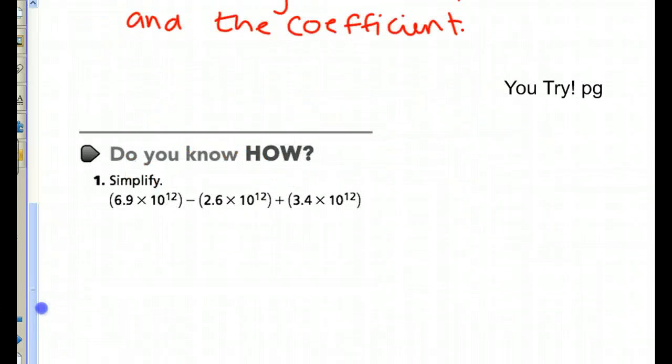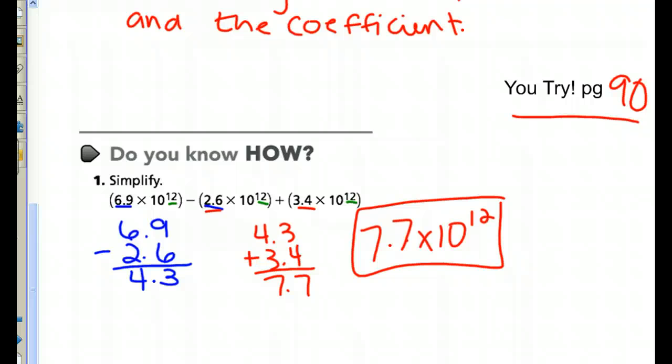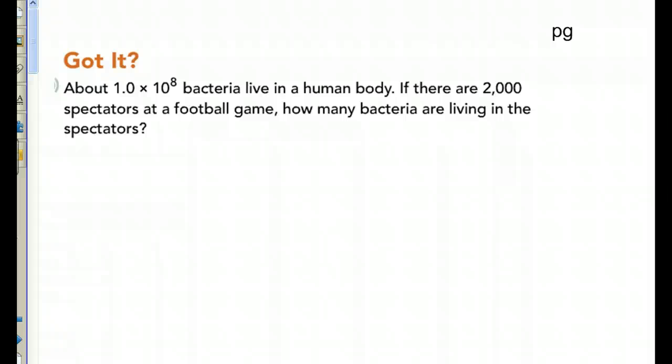Okay, so now you try. Why don't you go to page 90? Go to page 90 and try the first one. Same thing. Pause here and see if you get it right. All right, so we see that underlined in green, all of our exponents or powers of 10 are 12. So they're all the same. We can just go ahead and do it. 6.9 minus 2.6 is 4.3. 4.3 plus 3.4 is 7.7. So our final answer being 7.7 times 10 to the 12th. Okay, and we're at our second Got It.